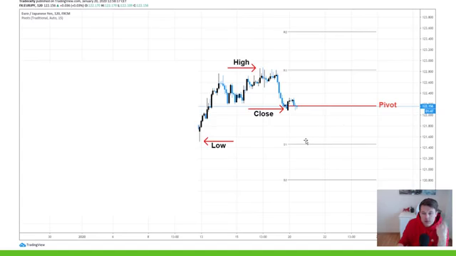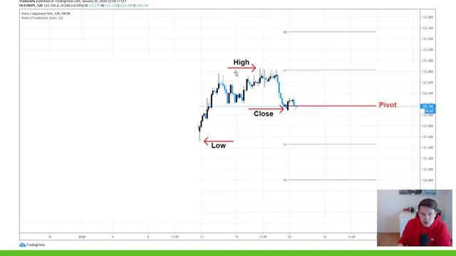Pivot points are very simple to calculate, and there's always a central pivot point. It could be your daily, your weekly, or your monthly, depending on the time frame, and it always follows the same calculation. You take the low, you add the high, and you take the close of the period. You sum them up and then you divide them by 3. So you have an average of the high, the close, and the low.